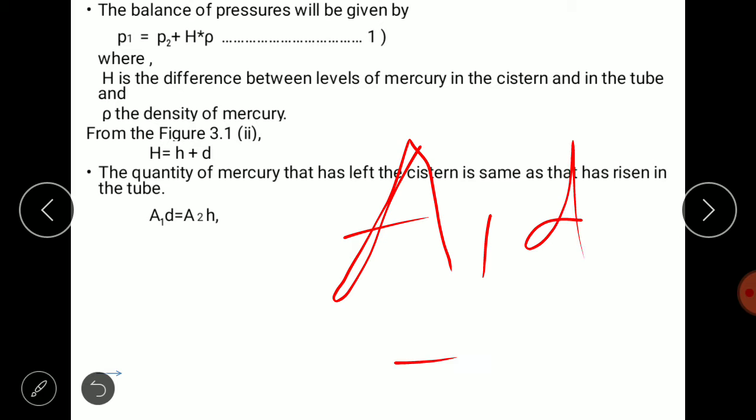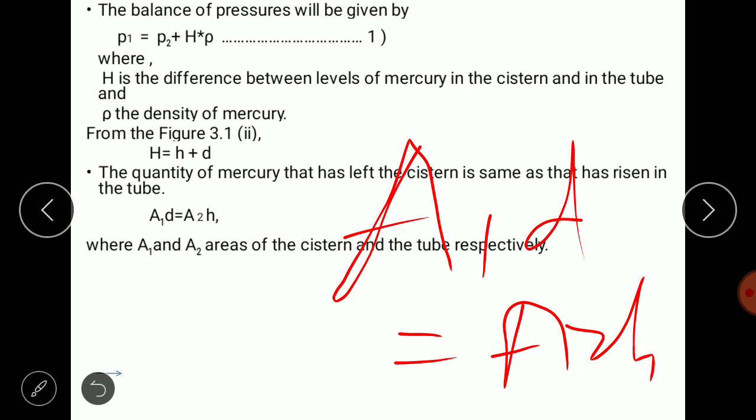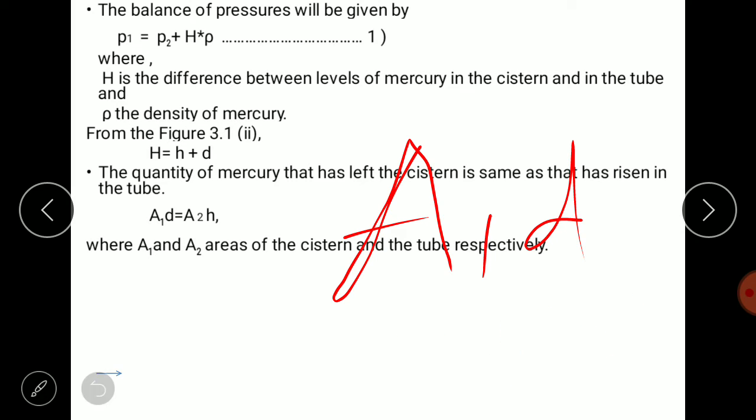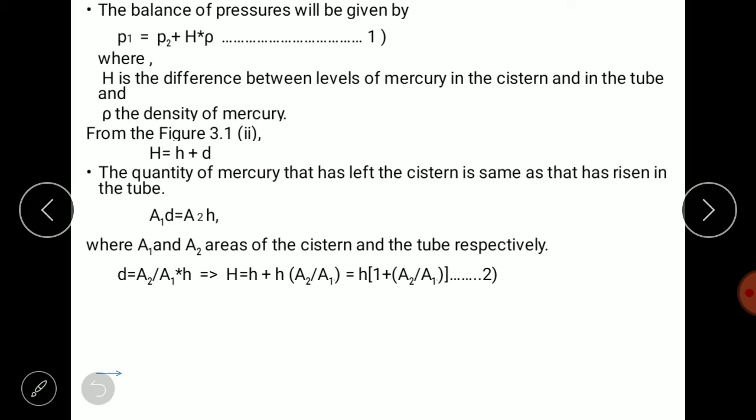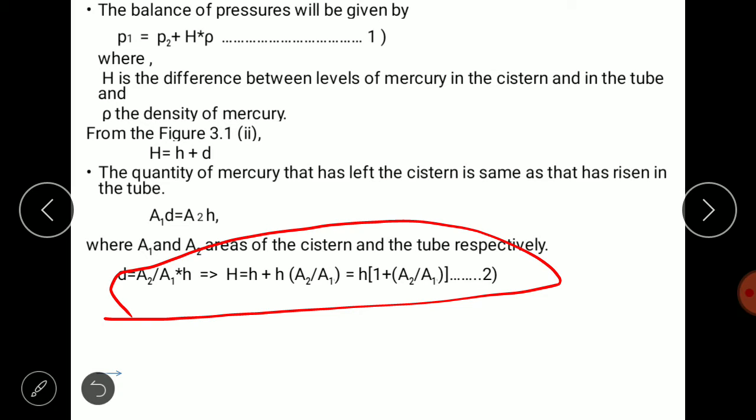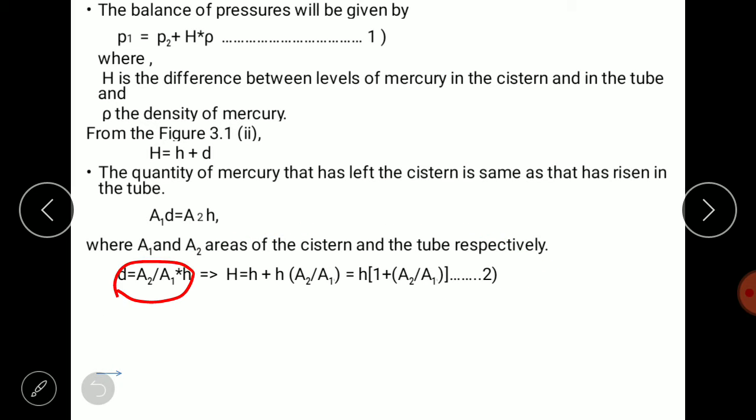a1 into d is equal to a2 into h. Now what is h? a1 and a2 are nothing but the areas of the cistern and the tube respectively. So we can write the equation for d. How have we written this equation? We have rearranged the equation in the form of small d. Whatever a1 is there, we are transferring it here. So we will get the equation like this.